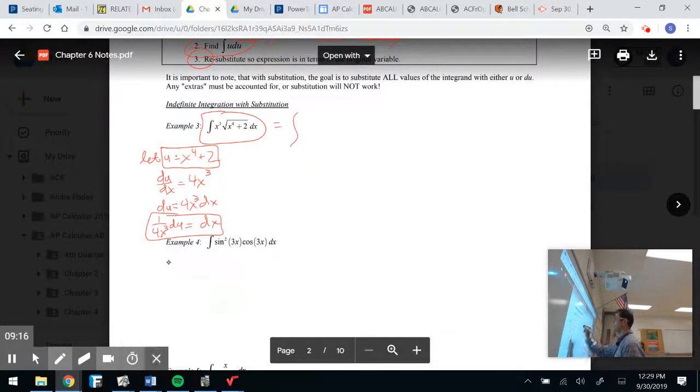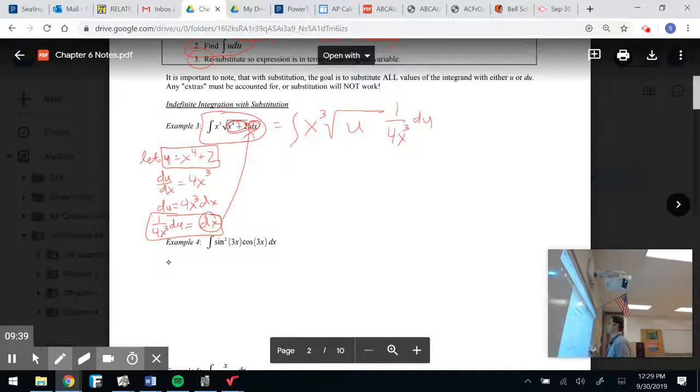Okay, now let's substitute. I'm going to put this u in for that right there, and I'm going to substitute my dx. Everything else you leave. So I'm going to substitute the two things that are circled there, and I'm going to leave everything else. x to the third, I'm not going to substitute for that. The square root is still there, but I'm going to put a u where that x to the fourth plus 2 was. And for my dx, I'm going to plug in 1 over 4x cubed du.